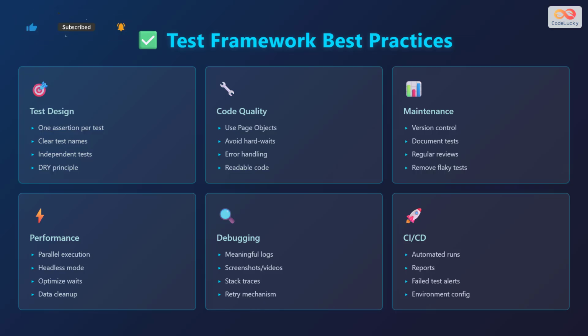For maintenance, use version control for your test code, document your tests thoroughly, conduct regular code reviews, and remove flaky tests that fail intermittently. For performance, run tests in parallel to save time, use headless browser mode when possible, optimize wait times, and clean up test data after execution. For debugging, include meaningful logs in your tests, capture screenshots and videos of failures, analyze stack traces carefully, and implement a retry mechanism for flaky tests.